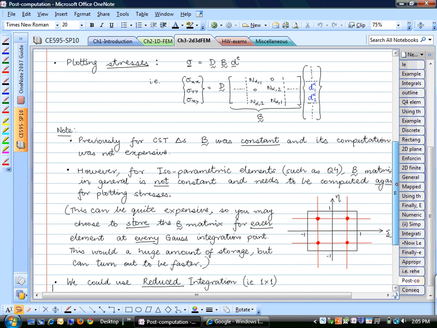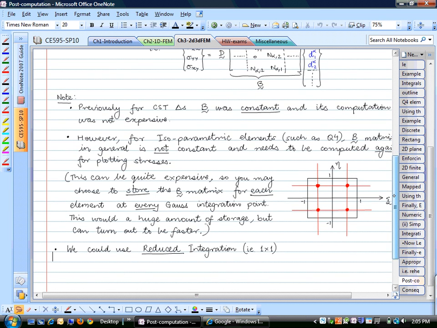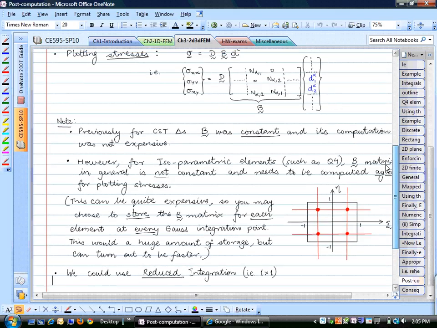So the alternative to using this 2 cross 2 Gauss quadrature is, just like we talked about, we can use reduced integration, 1 cross 1, meaning we go to the center of the element, we calculate this B matrix at that point, and that is not that much of an expense. If we are calculating one B matrix per element, we can calculate that quickly, multiply it with the D matrix, and we will have the stresses. Yes, we'll talk about that next.